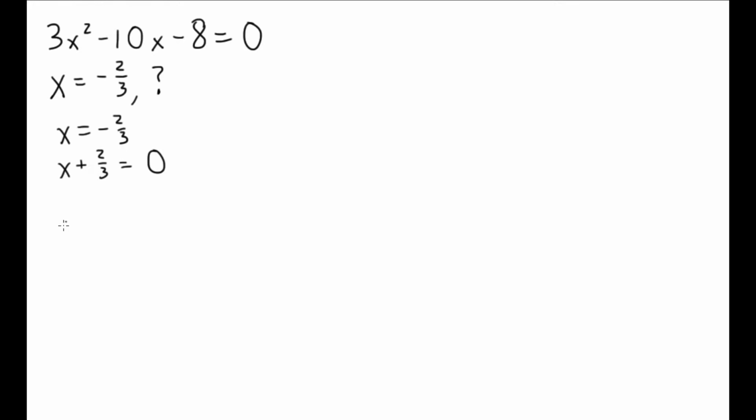So what we can do is multiply both sides of this equation by 3 in order to get rid of the denominator. So we'll have 3x plus 2 equals 0. 0 times anything is obviously still 0. So this is actually the divisor here that we're going to divide the equation by. So now let's go ahead and do that. So we're going to divide 3x plus 2 into 3x squared minus 10x minus 8.